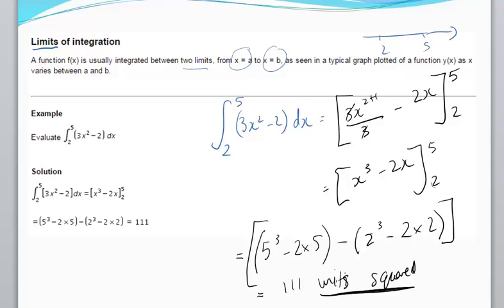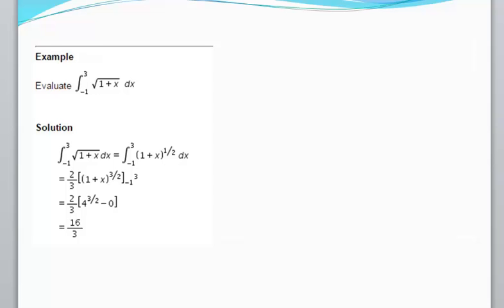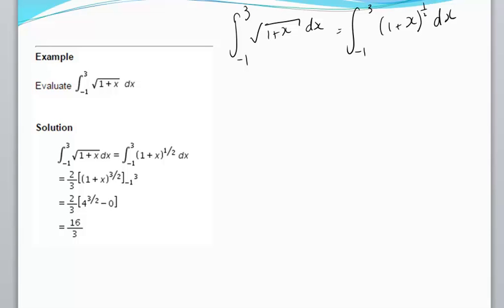So if we move on to our next example here. We're finding our integral between minus 1 and 3 of root 1 plus x dx. So we'll simplify that a little bit first. We've got between 3 and minus 1, 1 plus x to the power of a half dx here.